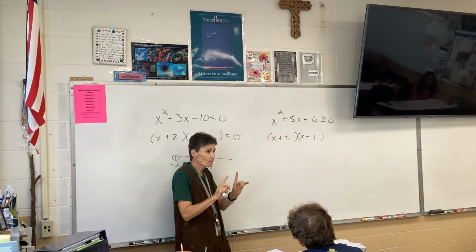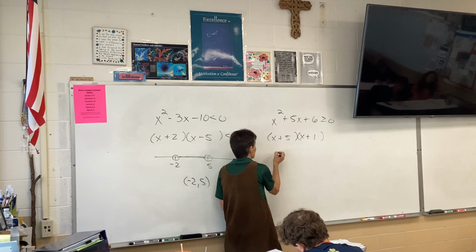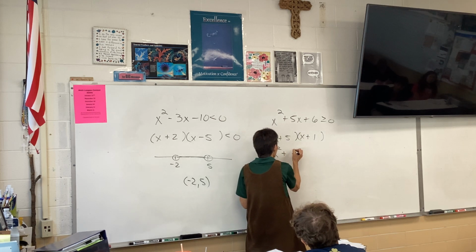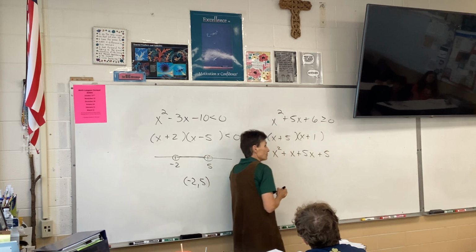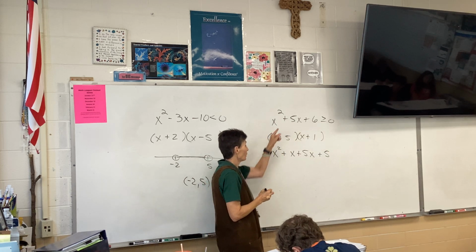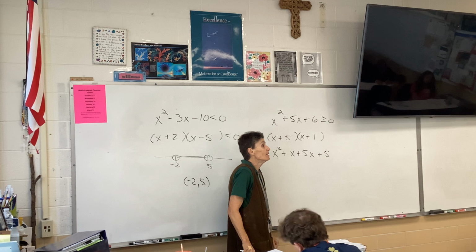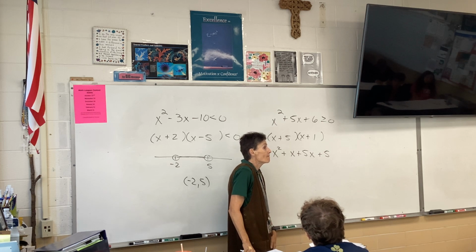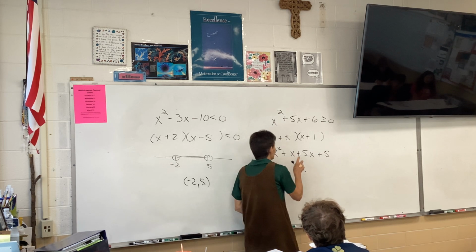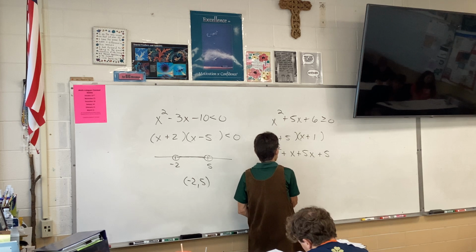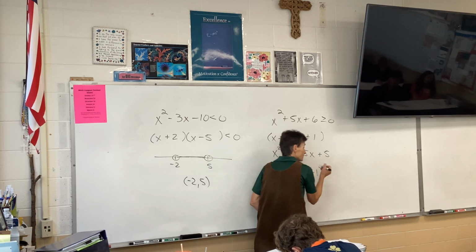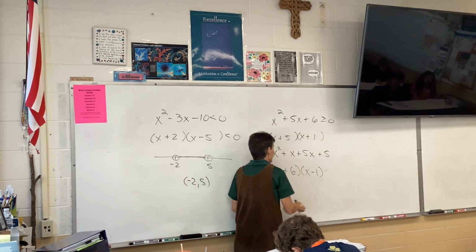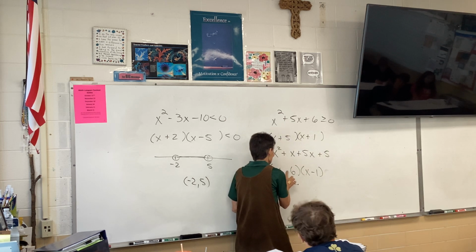I want you to look carefully and FOIL this. Luke, what happens when I FOIL this? Do I get what I wanted up there? No. So our next try is x plus 6, x minus 1. Is that right? All right. Minus 6. Right.